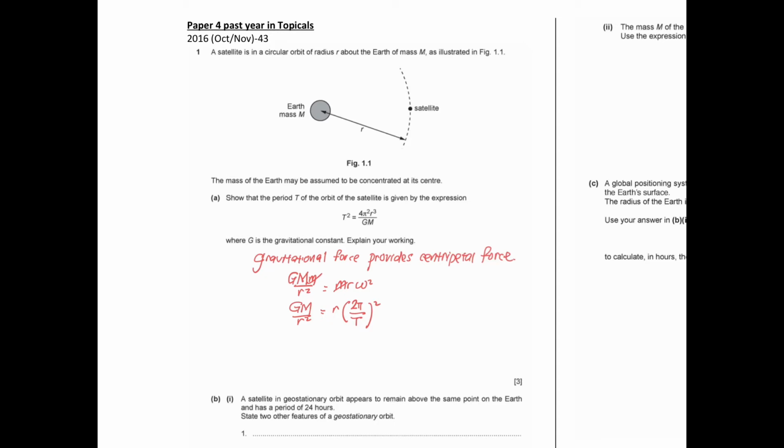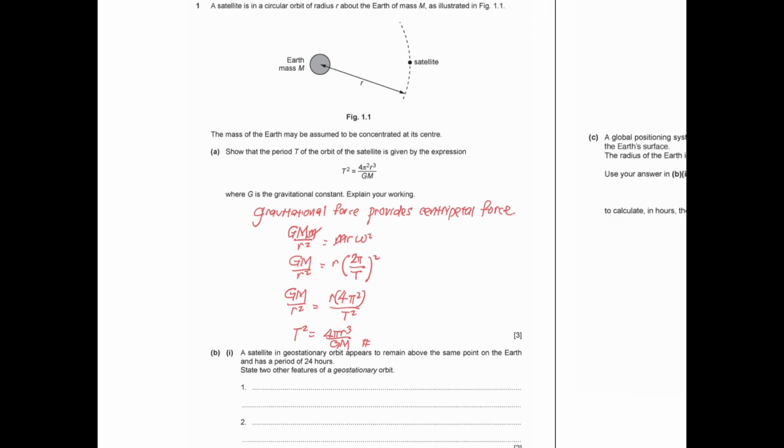So we expand first. GM over r square equal to r times 4 pi square over t square. So t square equal to 4 pi square r cube over GM. Okay, so that is the first part.